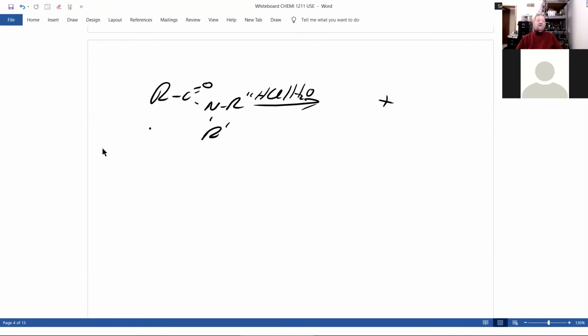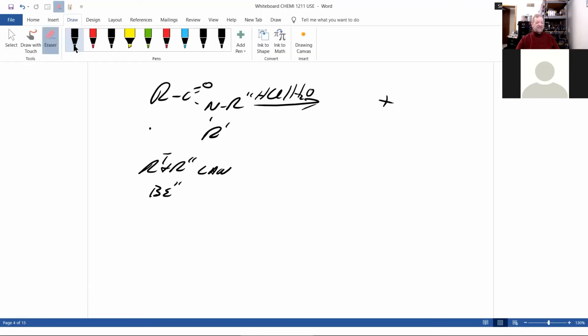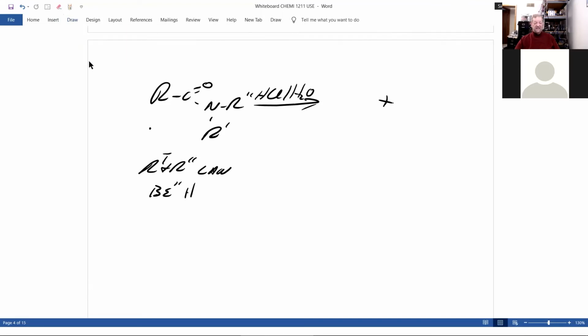Now, let's take a look at this. We have an amide, remember R prime and R double prime can be hydrogen. Let's try that again. Can be, that looks better, hydrogen.